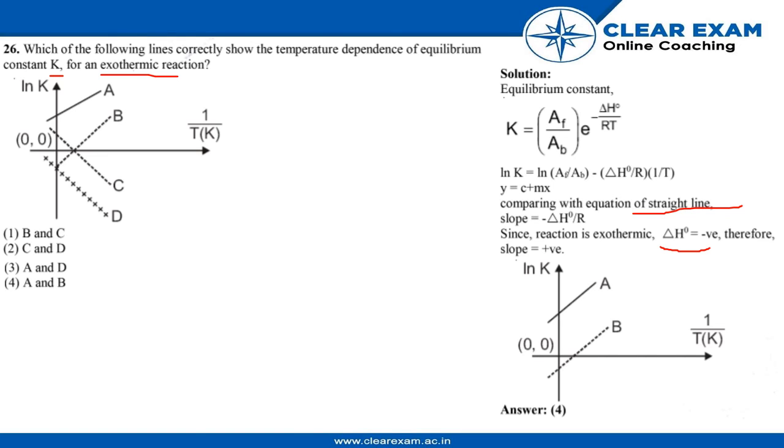So we will draw a graph. The x-axis will be 1 by T in kelvin and the y-axis equals ln K. So here is what we get as a graph. So we'll go with answer number 4. Thank you.